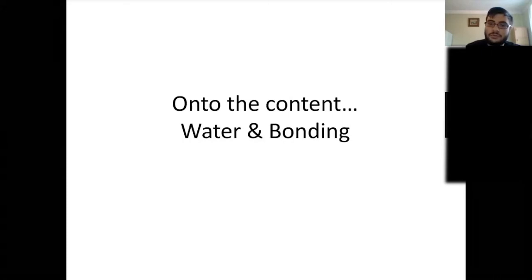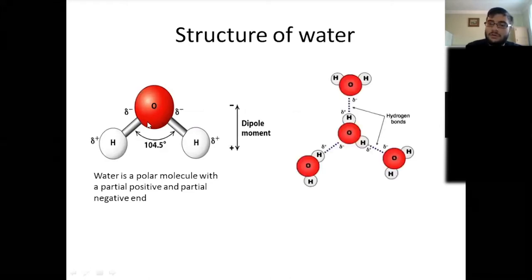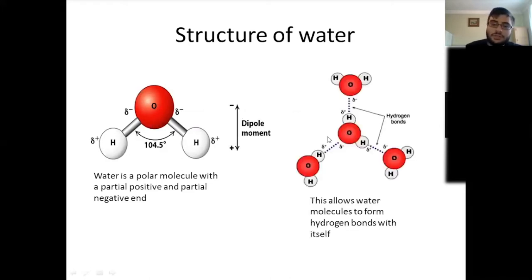So first, we'll start with water and bonding. As many of you know, this is the structure of water, H2O. Water is a polar molecule with a partial positive and a partial negative end. The partial positive end is the two hydrogens, and the partial negative is the oxygen. This allows water to form hydrogen bonds with itself.